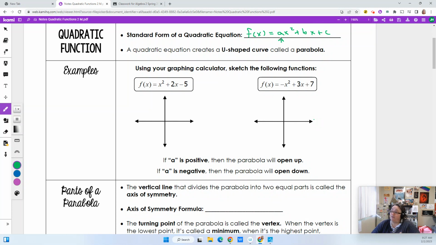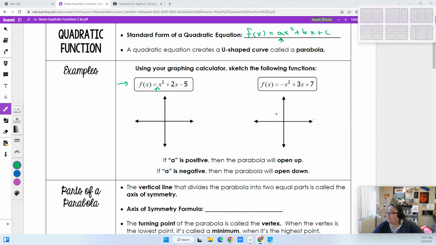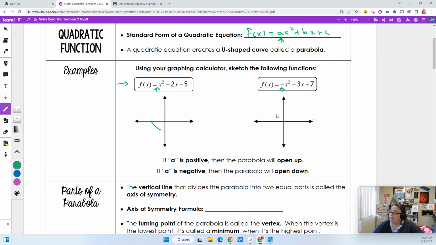And if you look at these functions in the little box where it says example, notice that what is in front of our x squared is nothing, and so that just means it's 1. On this side, it's negative, which just means it's -1. And what that tells me is this is -5, so it's going to be down here somewhere on the graph. And I'm going to have a U shape that points up.